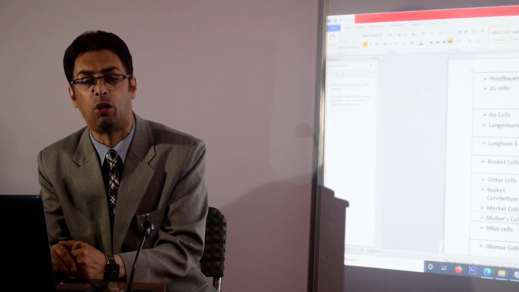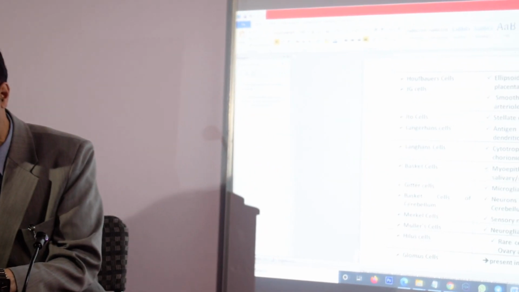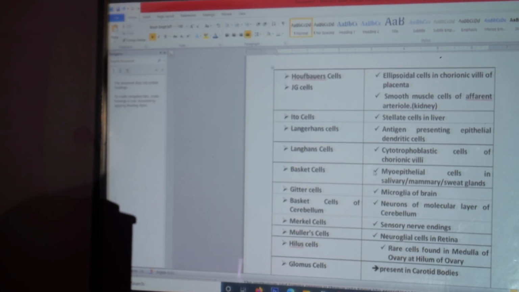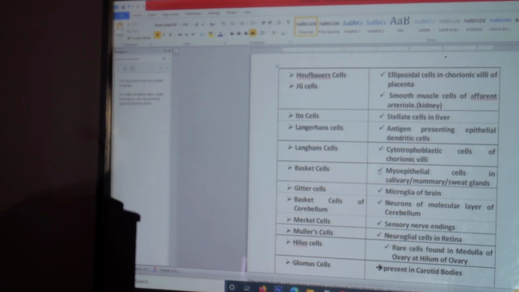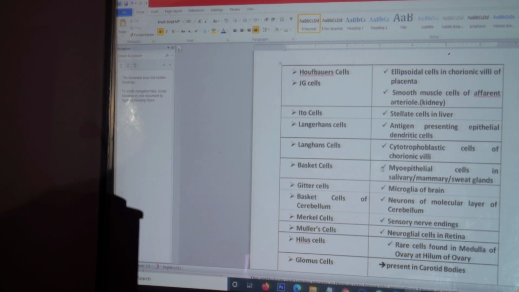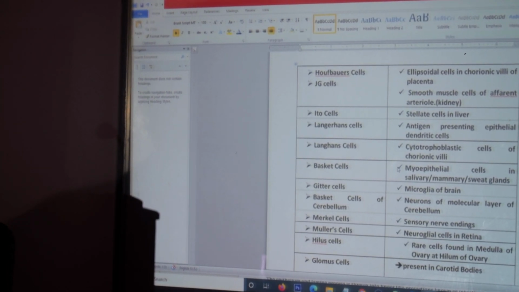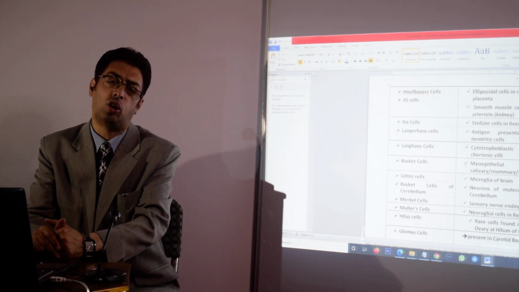In addition, you can have a look at the board, and there are the Kupffer cells, the Merkel cells, the Muller cells, the Leydig cells and the glomus cells. Kupffer cells are analogous to the microglia of the brain. So in the brain we have got the microglia which perform the phagocytic function, and Hortega cell is the name given to the microglial cells in the brain. The Merkel cells are specialized cells in the sensory nerve endings, and the Muller cells are seen in the retina. In addition, Leydig cells and the glomus cells.